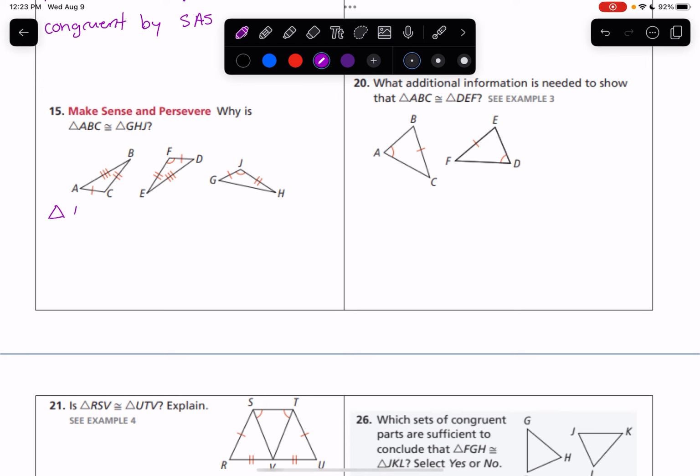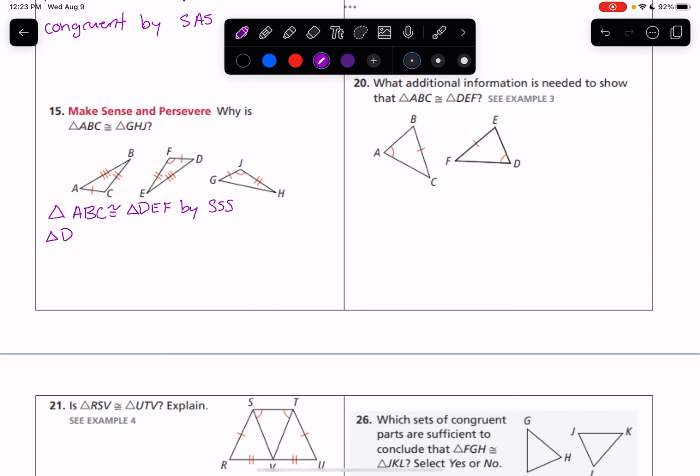Triangle ABC is congruent to triangle DEF by side, side, side. Also, triangle DEF is congruent to triangle GHJ by side, angle, side. So that's our next part.